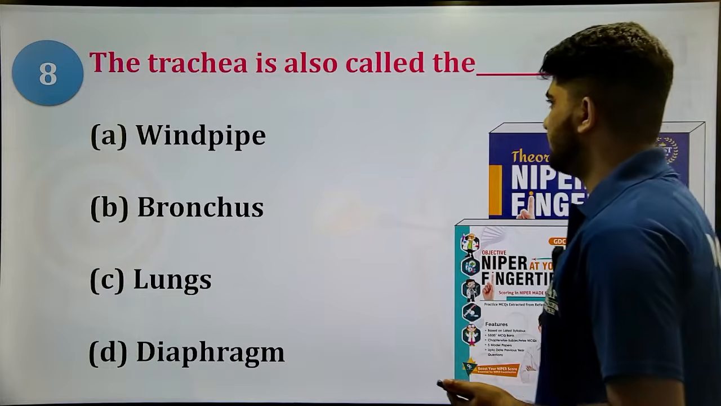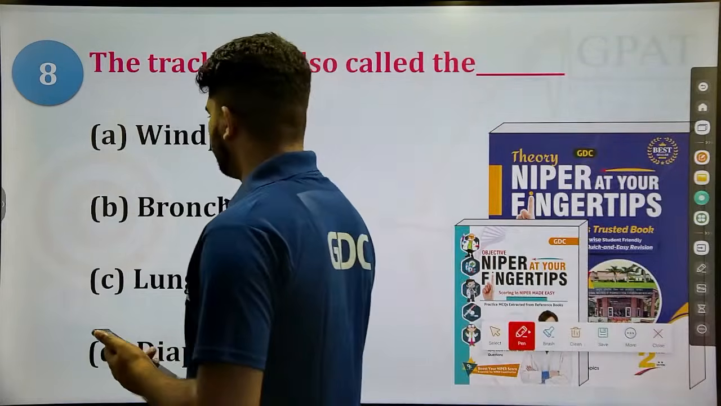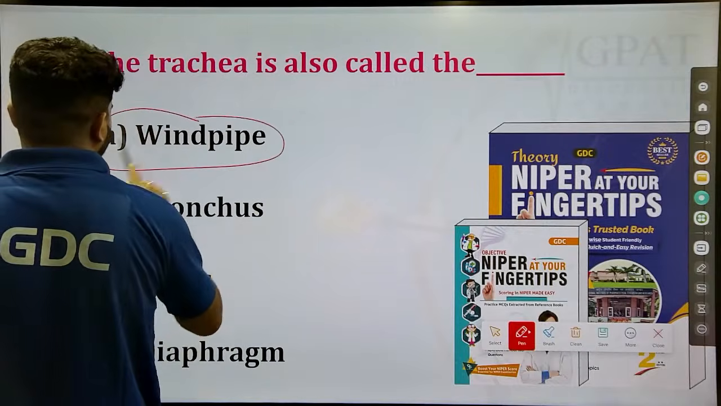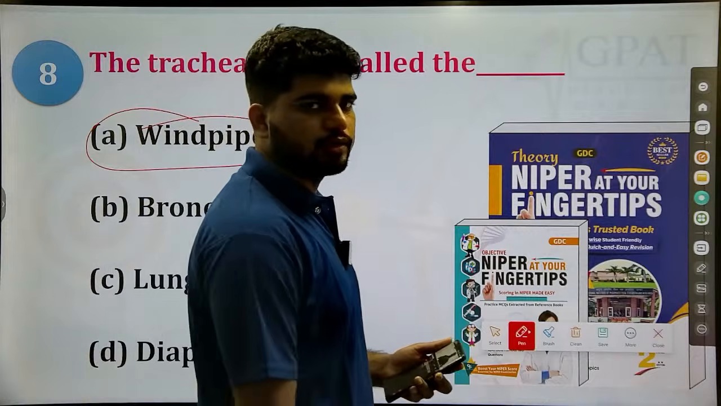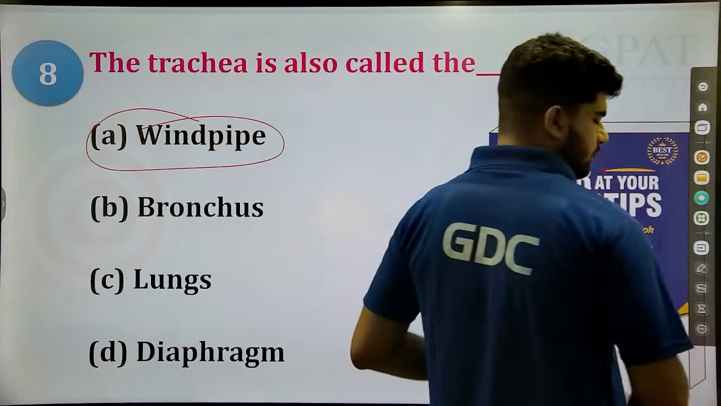Now, trachea is also called the windpipe, bronchus, lungs, or diaphragm. Trachea is nothing but known as your windpipe, which further goes towards the bronchioles and your lungs. Simple? Sure.